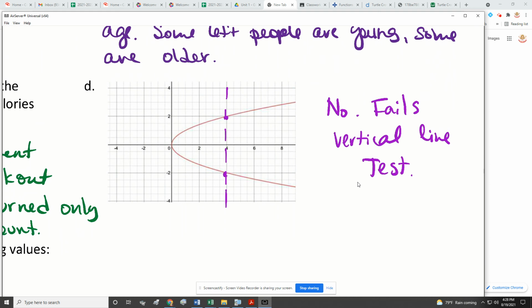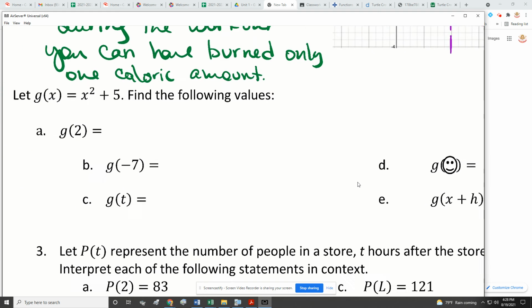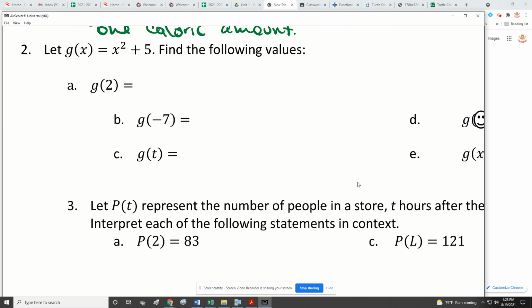All right, so let's talk about evaluating functions. I feel like this is something you probably remember from algebra, but if we have this function g of x, which is x squared plus 5, and we want to evaluate it, we are just going to take those values for x and plug them in. So for a, we're going to plug in 2. So where the x is going to become a 2, and 2 squared plus 5 is, 4 plus 5 is 9.